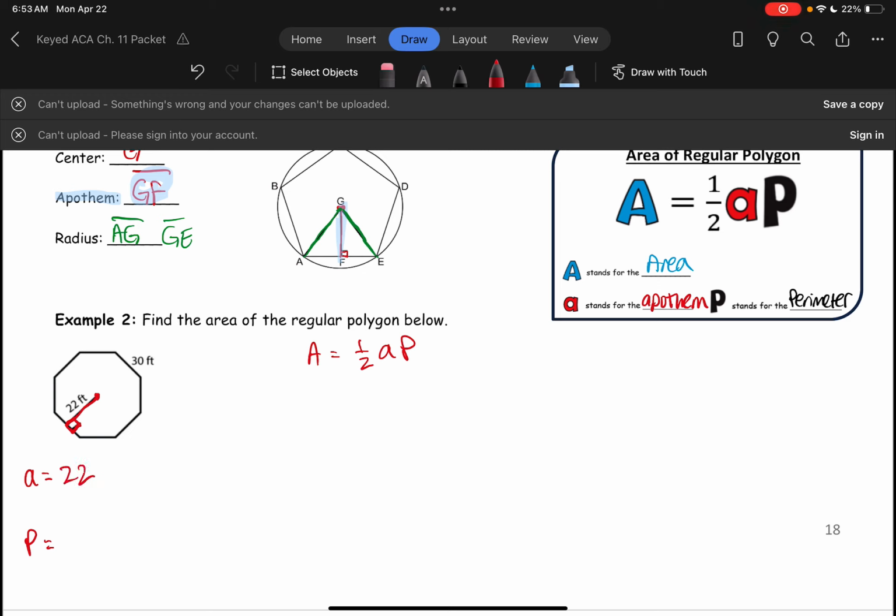Our apothem is 22. Now, it tells us in the directions here, find the area of the regular polygon. Okay, remember, a polygon to be regular means that all of the sides and angles are congruent. So, in this case here, if all of the sides are congruent, that means that all of the sides are going to measure 30.